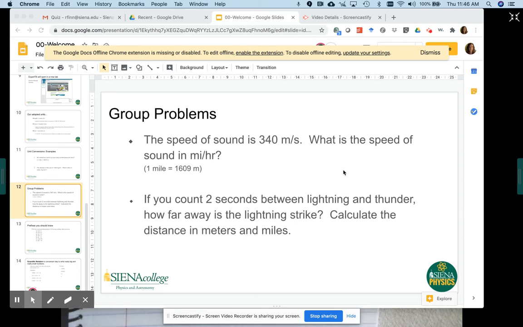Hi, everybody. Welcome back. We're going to do a few more problems on unit conversions. These are again from the slide set, the welcome slide set, kind of our first day.